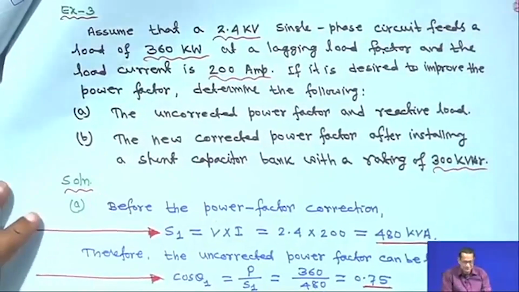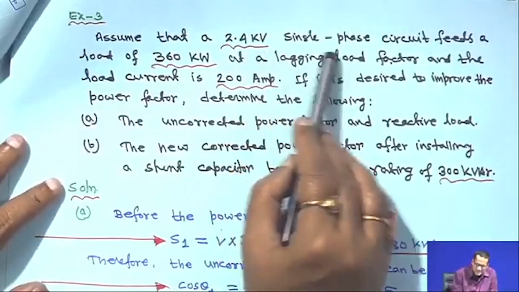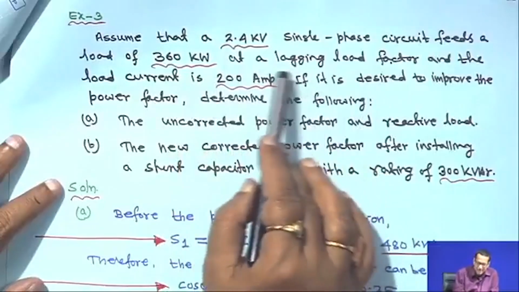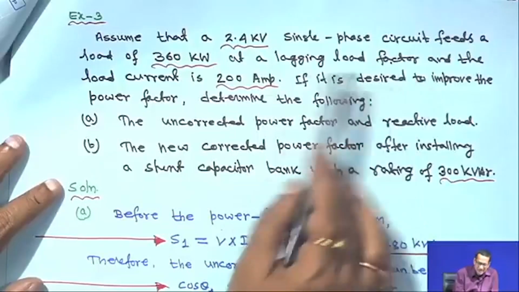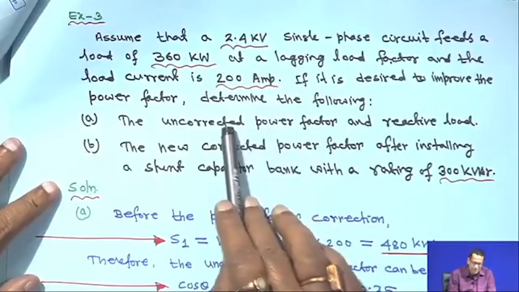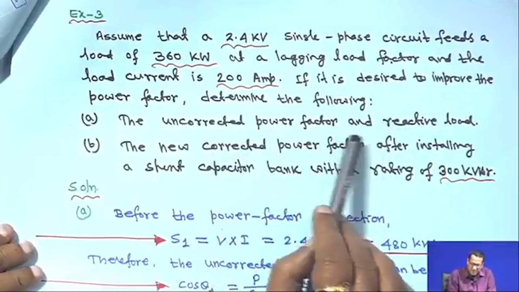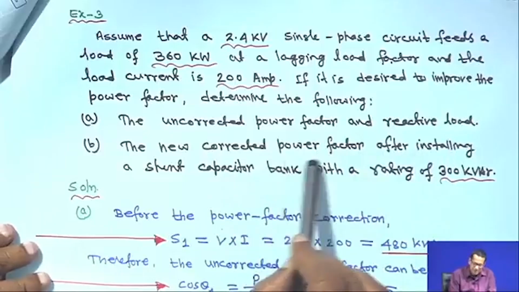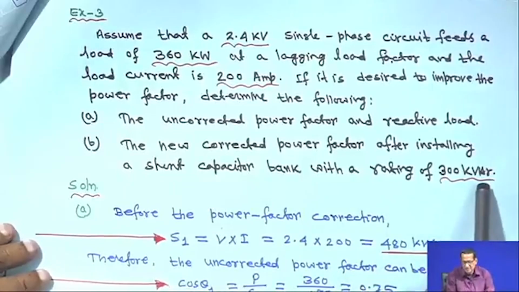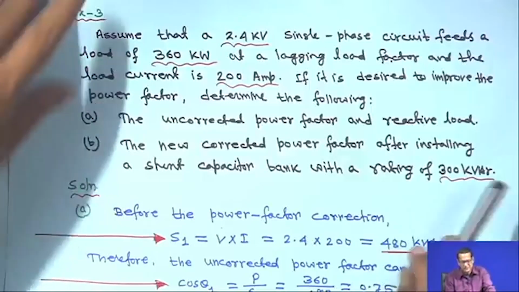Now, example 3. Assume that a 2.4 kilovolt single phase circuit feeds a load of 360 kilowatt at a lagging power factor, and the load current is 200 ampere. If it is desired to improve the power factor, determine the following: the uncorrected power factor and reactive load, and the new corrected power factor after installing a shunt capacitor bank with a rating of 300 kilowatt. This 300 kilowatt shunt capacitor bank is mentioned. So, you have to find out all this.